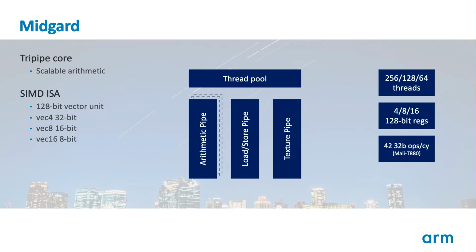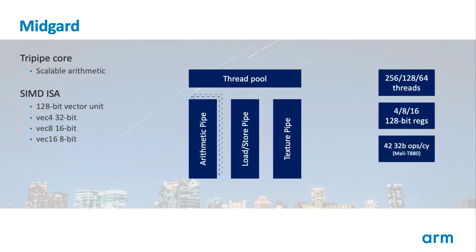The unified shader core used in Midgard GPUs has 3 parallel pipeline classes, known as the tri-pipe, with a variable number of arithmetic pipes depending on the specific product configuration. Like the earlier Utgard architecture, the arithmetic units expose SIMD instructions to each thread, although the SIMD width doubles to 128-bit, and now supports 32-bit data types.